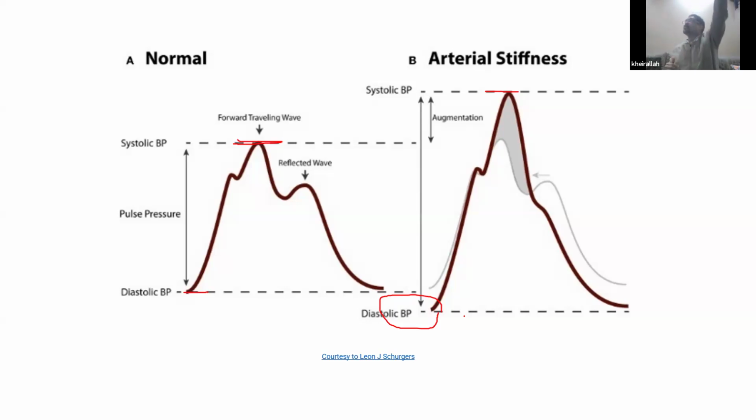And this is high pulse pressure due to arterial stiffness. So the major marker of arterial stiffness is the pulse pressure: a high systolic peak due to the augmented wave, and low diastolic blood pressure due to the stiffness and the absence of arterial recoil. Okay.